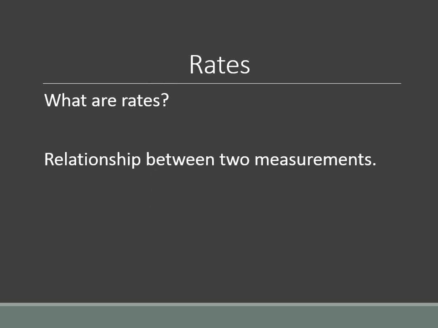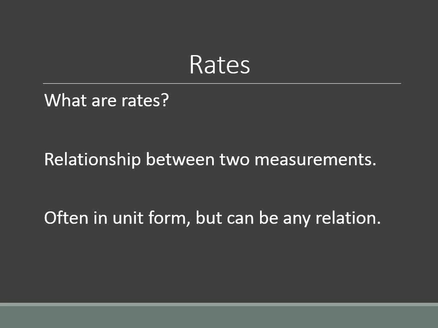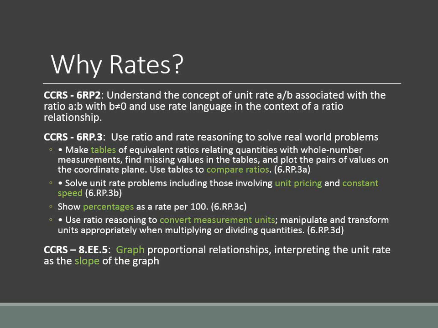So if we can do ratios, then sometimes we start hearing the word rate. So what is the difference between a rate and a ratio? They sound kind of the same. So what are rates? Well, they're just a relationship not necessarily just between two numbers, but between two measurements. So we're going to have some sort of real-world measurement involved in a rate. And they're often in unit form, and we're going to talk about unit form here in a minute. But they can be any relationship between two measurements.